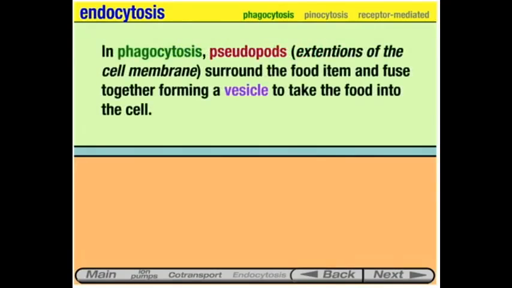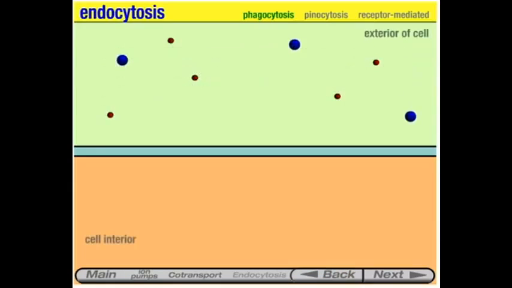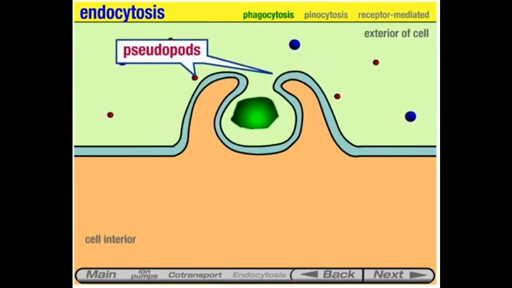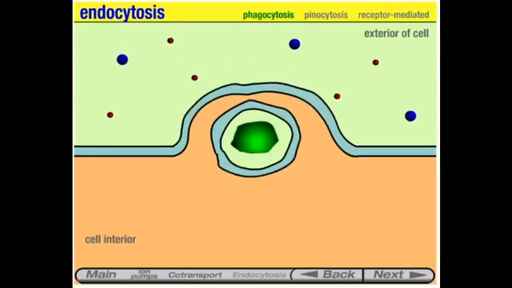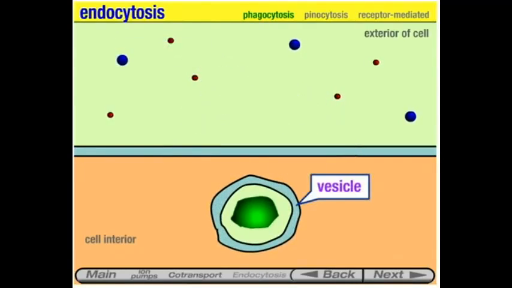Phagocytosis comes from the Greek word phagin, which means to eat. This is the process by which cells engulf and digest large molecules. The pseudopods surround the food item and fuse together, forming a vesicle to take the food into the cell.